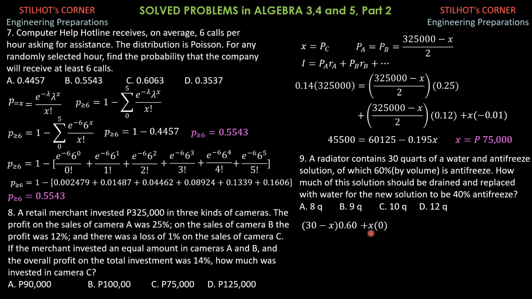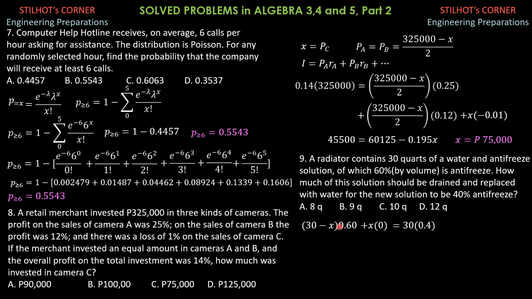So plus X times 0, then equals the total amount, which will be back to 30 quarts, but the resulting solution would be 40% antifreeze. So it is equated to 30 times 0.4. So that makes sense because of course from 60%, if you drain a certain amount from the original mixture and replace it with water, which is 0% antifreeze, its concentration will reduce from 60% to 40% only.